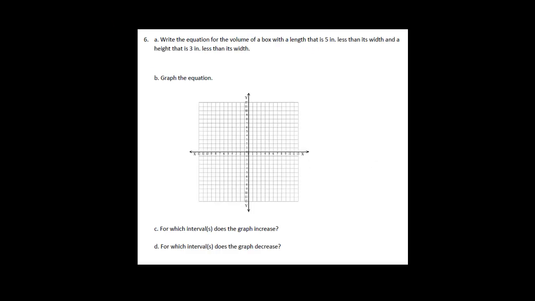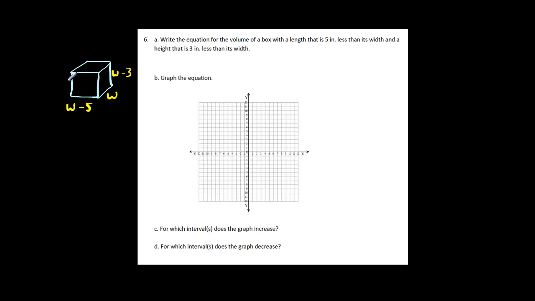Alright, so we want to find an equation for the volume of a box. So let's say this was your box here. And we've got length times width times height. You want to keep that in the back of your mind. The length is 5 less than the width. So let's label width W. That means the length is going to be 5 less than that, or W minus 5. The height is 3 less than this, so that's going to be W minus 3.